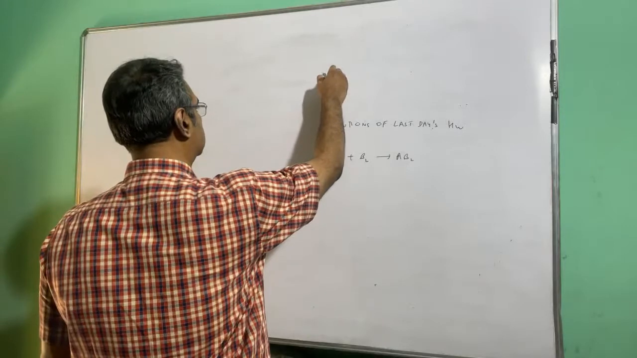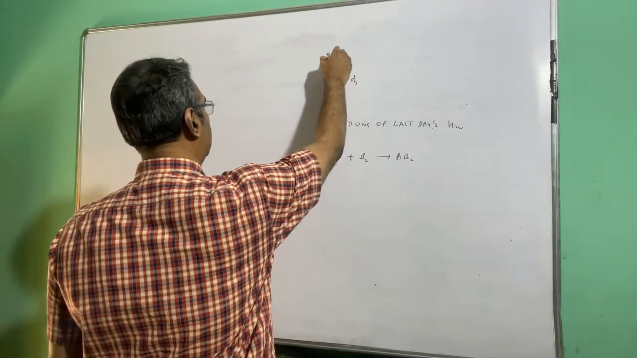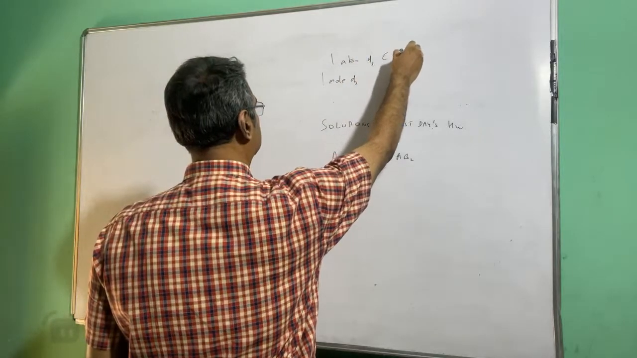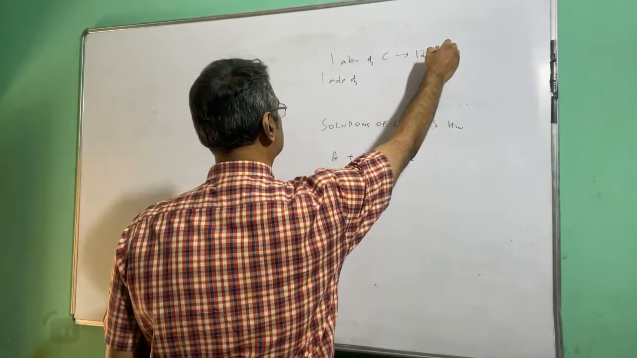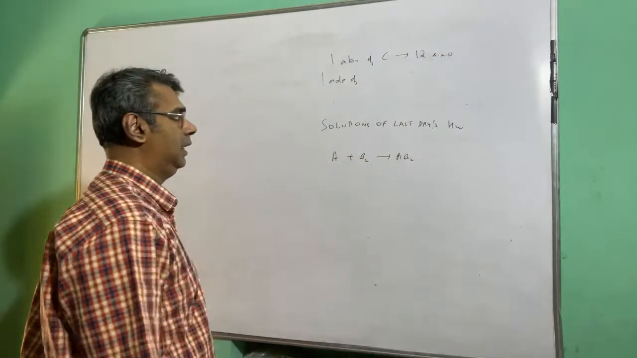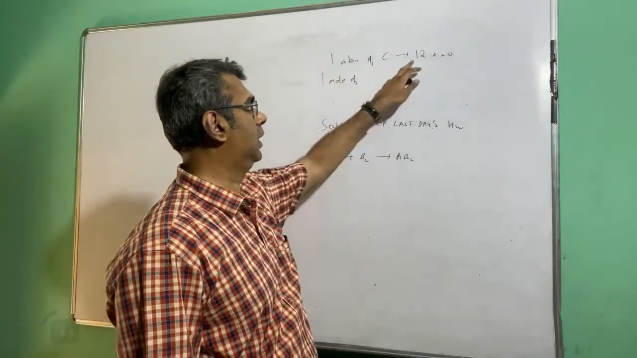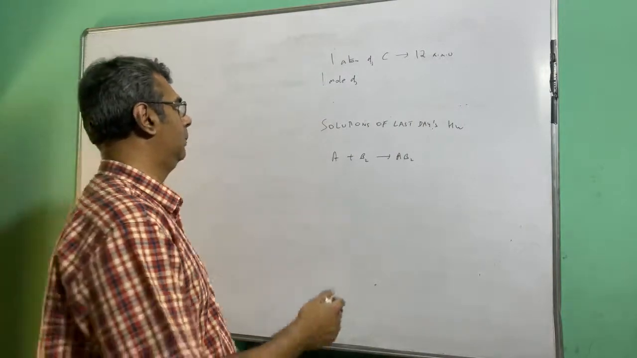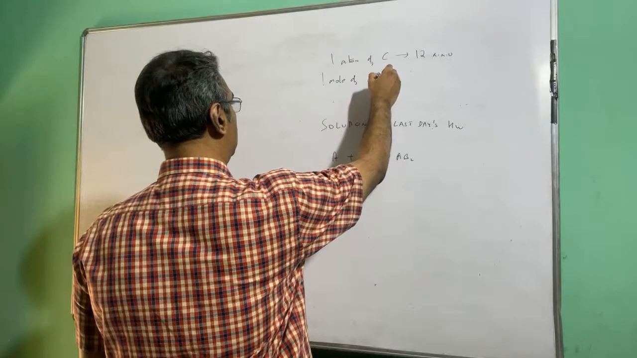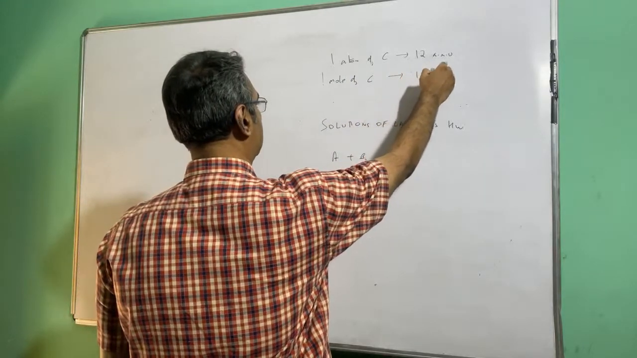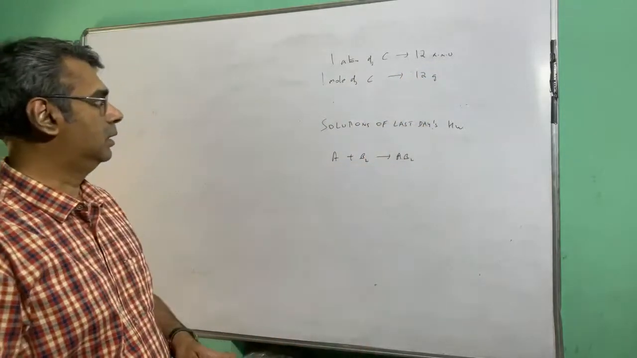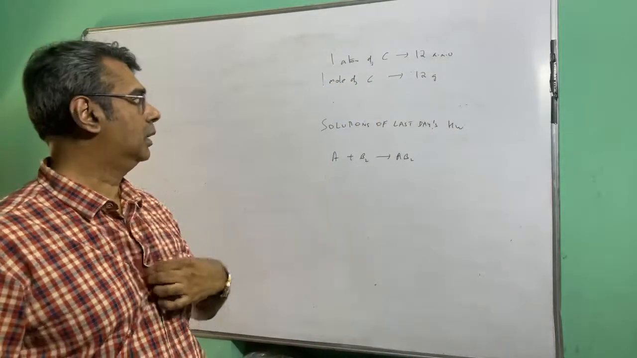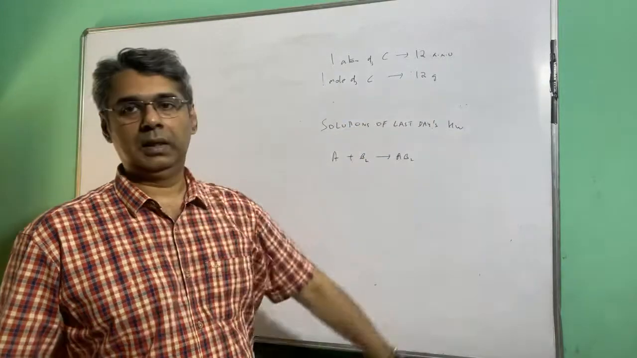1 atom of carbon is 12 AMU. If you say 1 atom of carbon, then it will be 12 AMU. AMU full form is atomic mass unit. If you say 1 mole of carbon, it will be 12 grams. So if you say 1 atom of carbon, it will be 12 AMU. If you say 1 mole of carbon, it will be 12 grams.